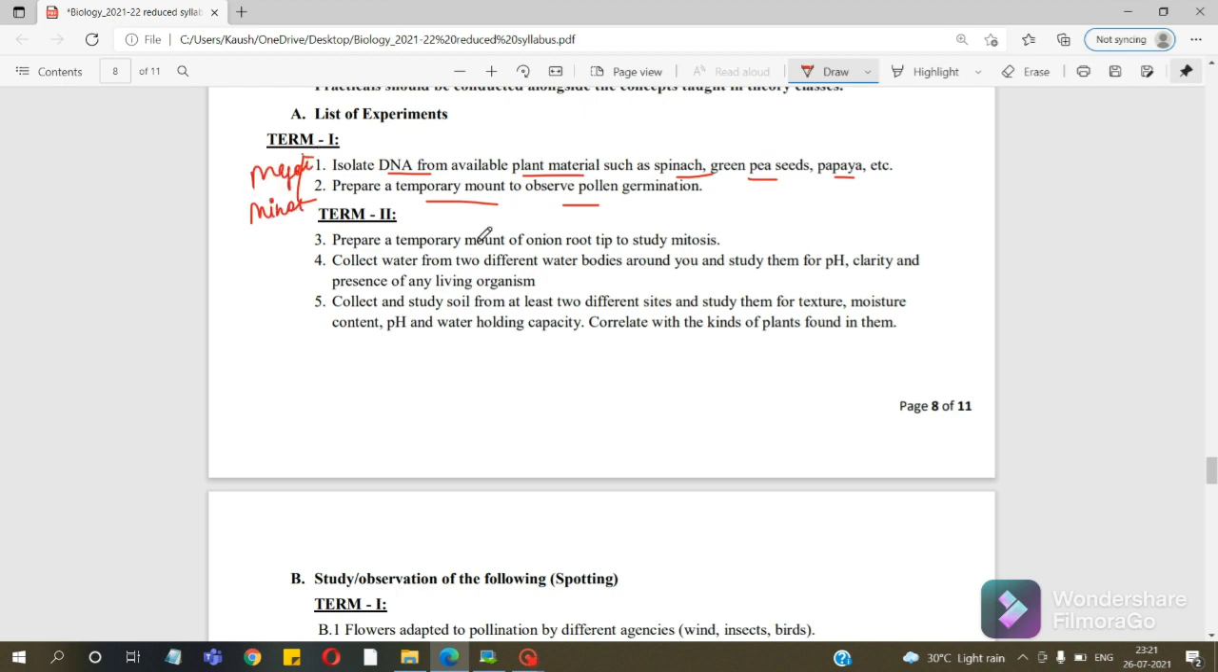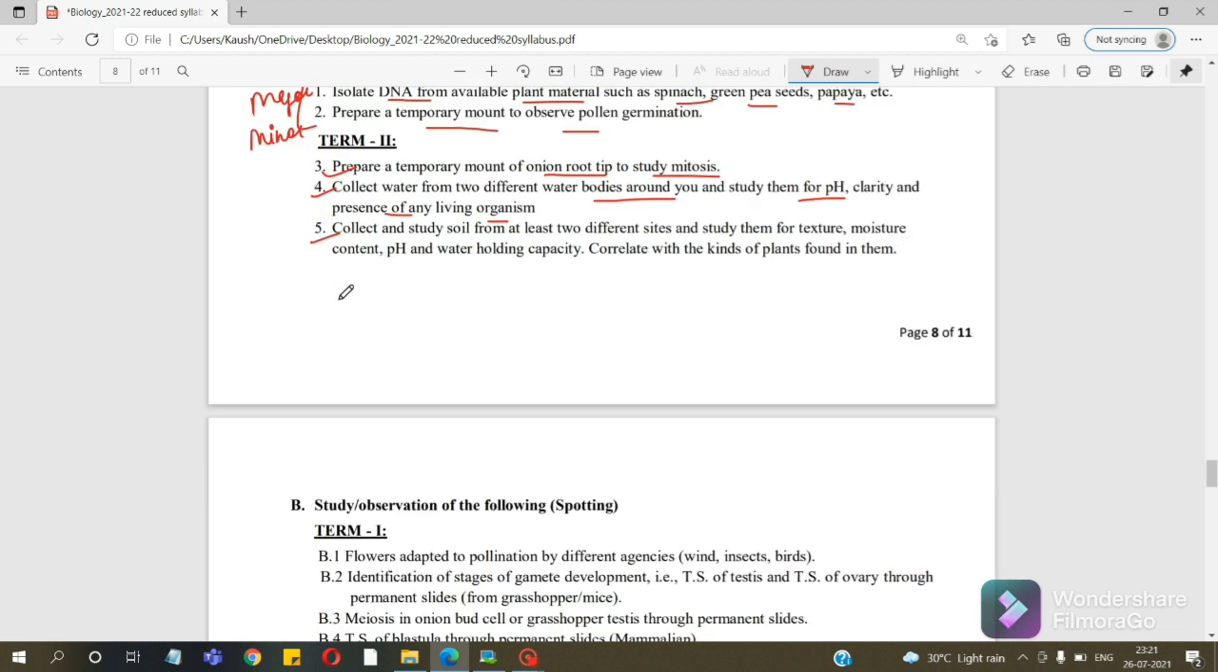In Term 2 we have to prepare a temporary mount of onion root tip to study mitosis. Next, collect water from different water bodies and analyze it for pH, clarity and any type of living organism. In the next experiment, collect and study a soil sample. Like in the first experiment you collect water from different water bodies, in the next experiment you collect soil samples from different areas, and study them for their texture, moisture content, pH, water holding capacity, and what type of plants are found in that soil.